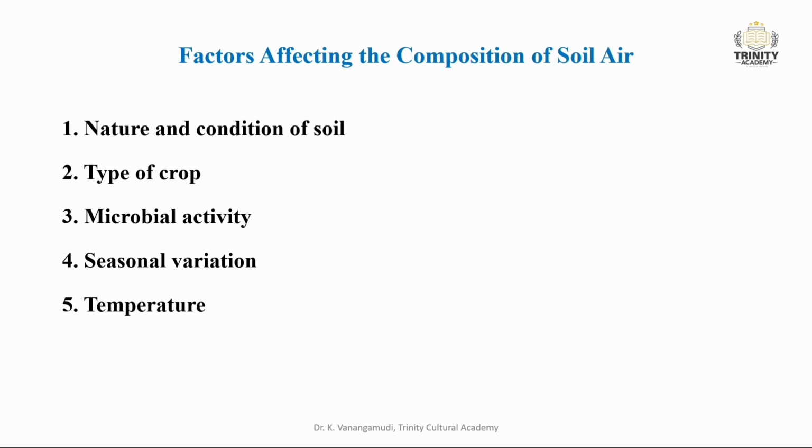They are nature and condition of soil, type of crop, microbial activity, seasonal variation and temperature. Light textured or sandy soil contains more air than heavy soil. Soils with crops have more air than fallow soil. Decomposition of organic matter produces more carbon dioxide. High temperature encourages high microbial activity which results in high carbon dioxide release.